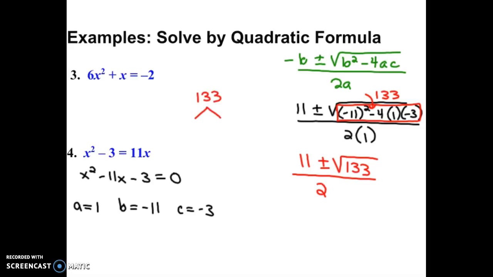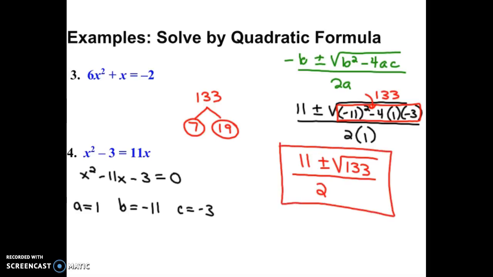There are two numbers that you can multiply to get 133. I believe it's 7 and 19. Both of those are prime. However, I don't have two of the same thing, so I can't bring anything out. So I just got to leave this as the square root of 133. So that would be my answer for the problem.